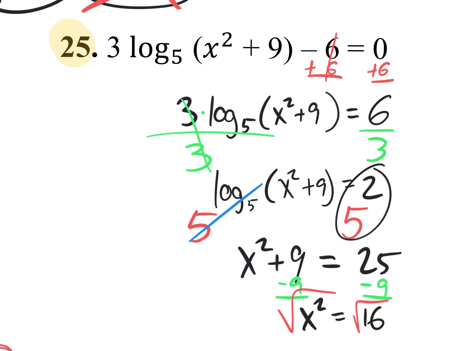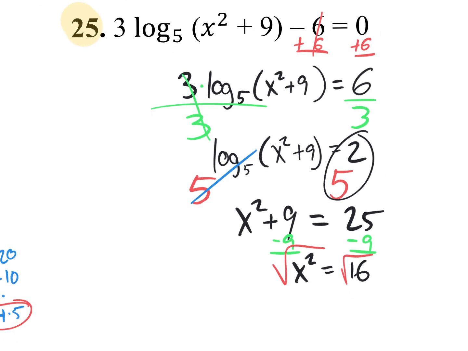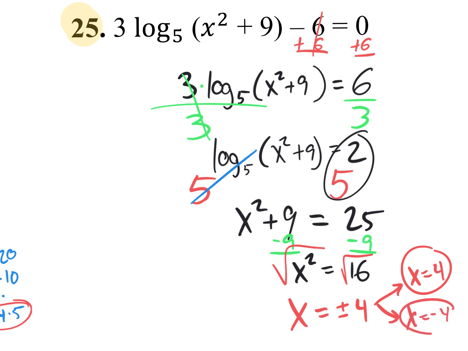What you do to one side, do to the other. However, when you do apply a square root, yes, you get rid of the square. It's now x equals, but you have to put a plus or minus in front of your answer 4, which means that you have two answers, x equals 4 and x equals -4, okay?